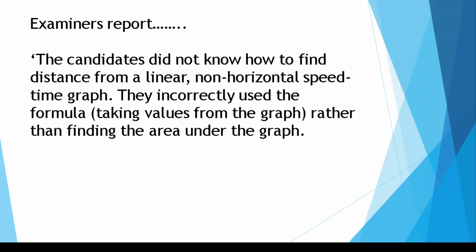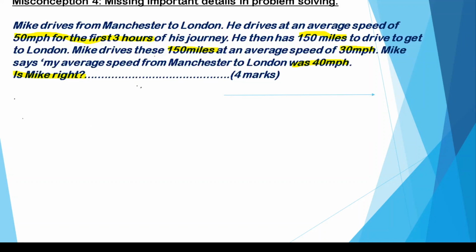Examiner's report. I'm going to quote something that the examiner wrote last year, that the candidates did not know how to find distance from a linear non-horizontal speed time graph. They incorrectly used the formula, taking values from the graph rather than finding the area under the graph. Looking at the 4th one, which is in general, solving problems.